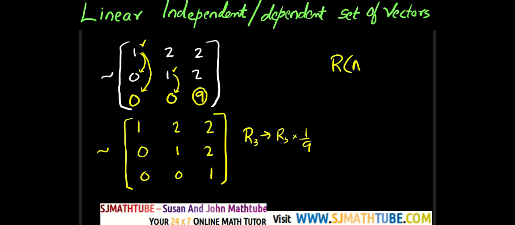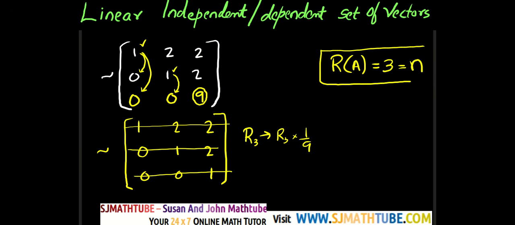So rank of A is equal to 3. There are 3 non-zero rows, and that will be equal to the number of unknowns. Now, what does this imply? This implies our system has a unique solution. But in the case of a homogeneous system, a unique solution implies all the answers will be equal to 0. So that means lambda 1 equal to lambda 2 equal to lambda 3 is equal to 0.